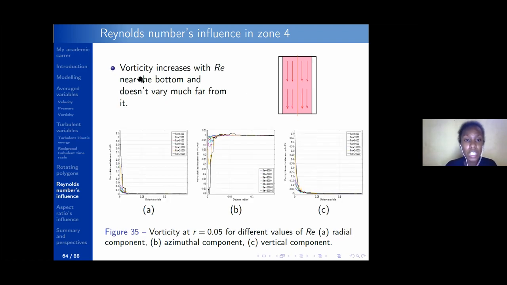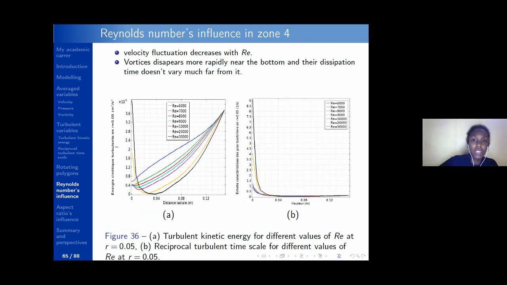Concerning the vorticity, which tells us about the rotation in the fluid, it increases with the Reynolds number only near the bottom, but far from the bottom, the vorticity is null and doesn't vary. Velocity fluctuation, so that turbulence, decreases with the Reynolds number in the fourth zone, and vortices disappear more and more rapidly near the bottom, and their dissipation time doesn't vary far from the rotating bottom.